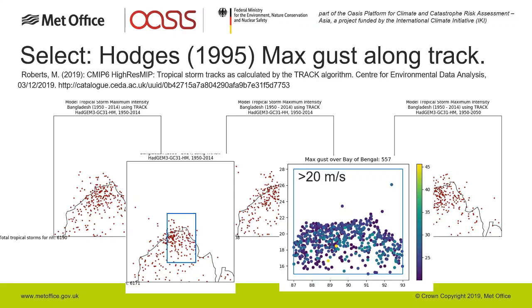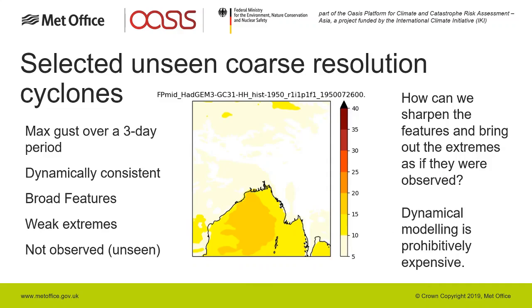From the runs of the 520 years in total, we have selected 557 unseen, large-scale, climatologically sound, meteorologically consistent extreme events, cyclones over Bangladesh. So the selected unseen coarse resolution cyclones are animated here in the center of the picture. This is showing the maximum gust over a 3-day period.